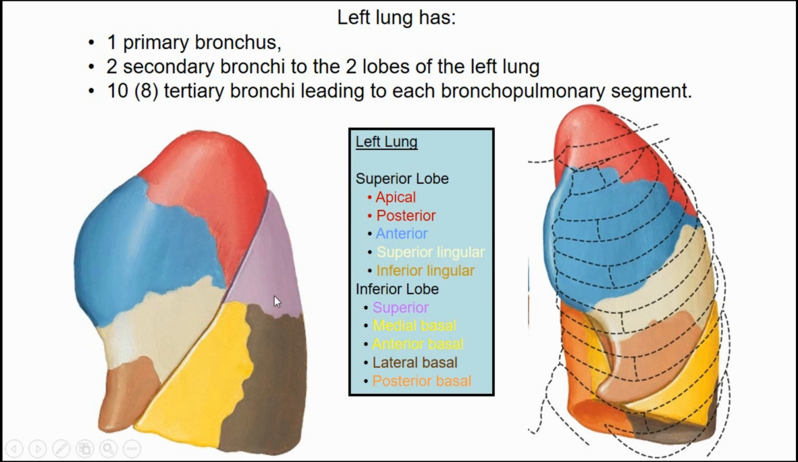Now, down here in the inferior lobe, things are pretty much the same, except frequently the anterior and medial basal segments are fused. So we'll have a superior segment of the inferior lobe, a posterior basal, a lateral basal, and an anteromedial basal, or sometimes divided into an anterior and medial basal. All right, if you got that, we're good.